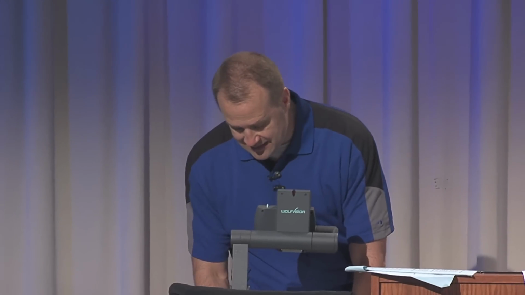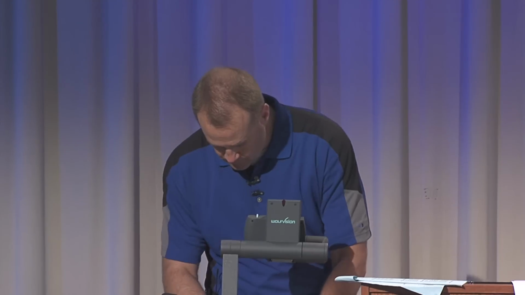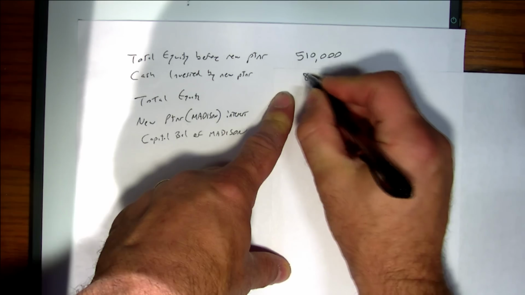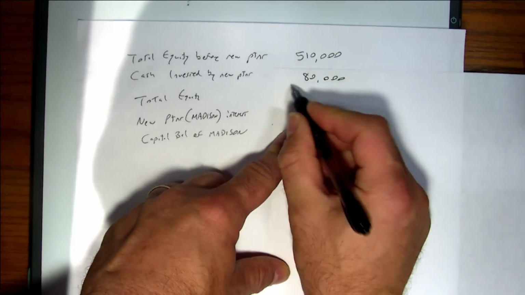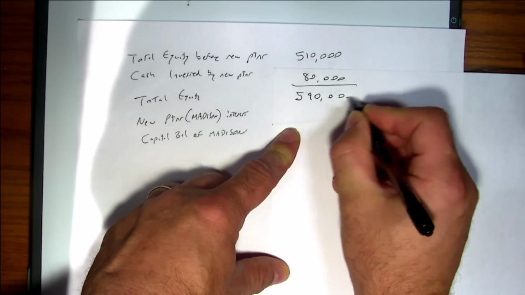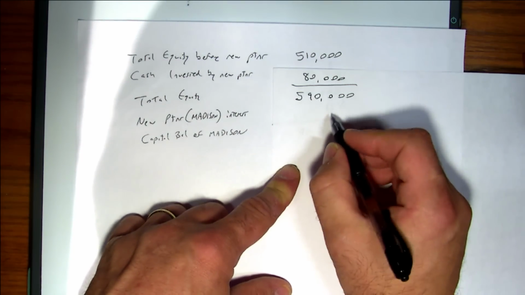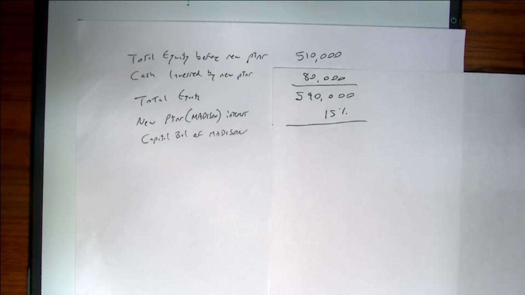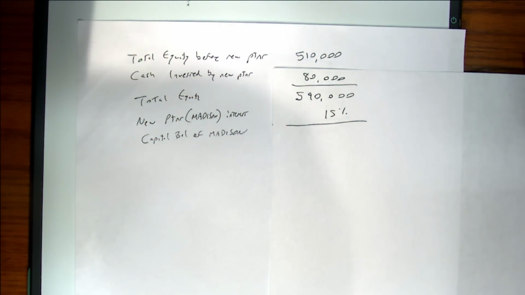What if the cash invested is 80,000? Okay. Well, let's take a look. Well, if the cash invested is at 80 grand, right? Then the total equity will be 590,000. What's the new partnership interest going to be? 15%. Still 15%. What is 15% of 590,000? 88.5. 88.5?